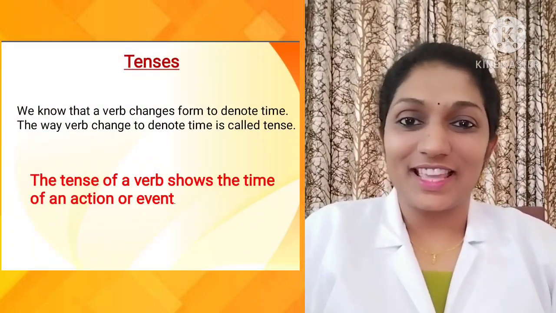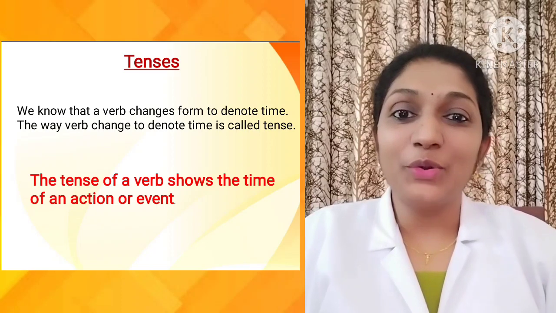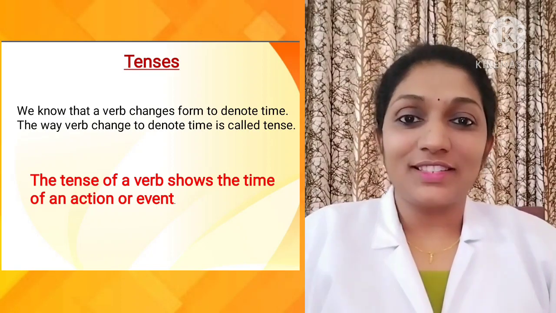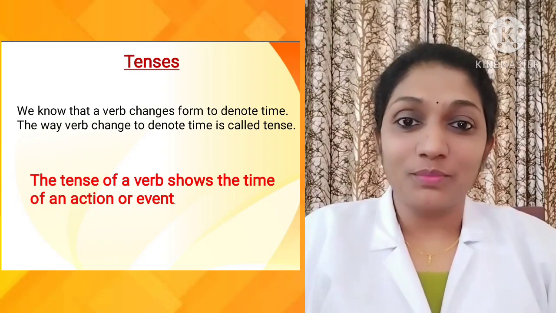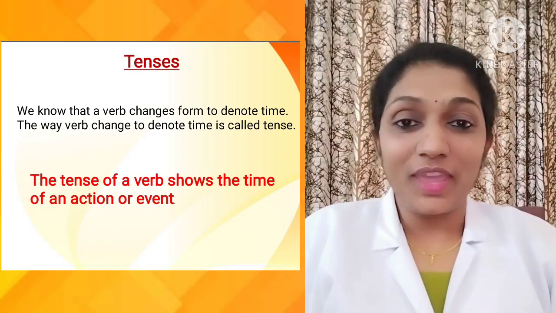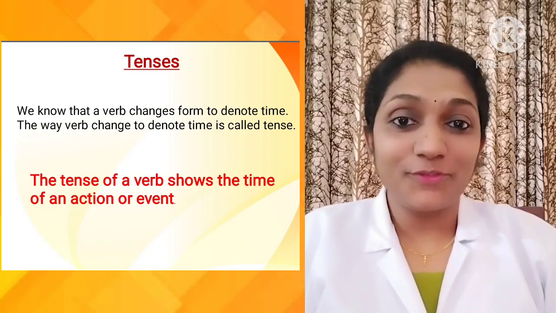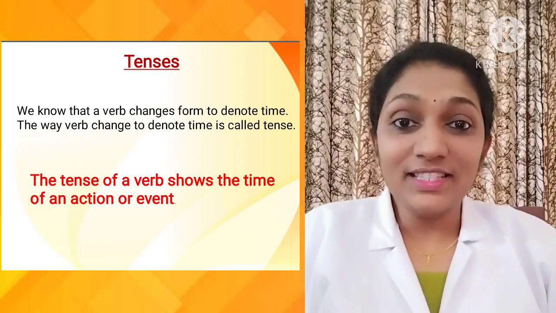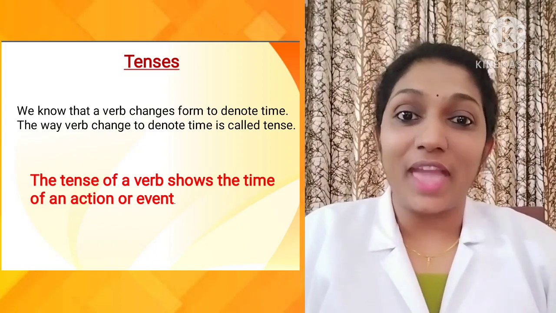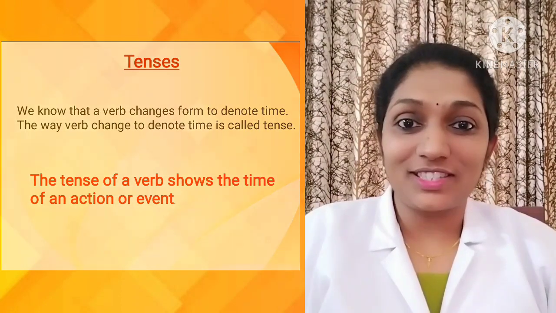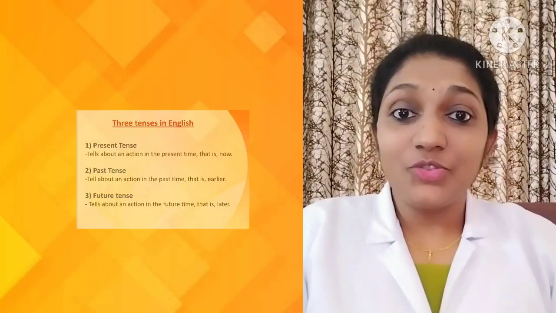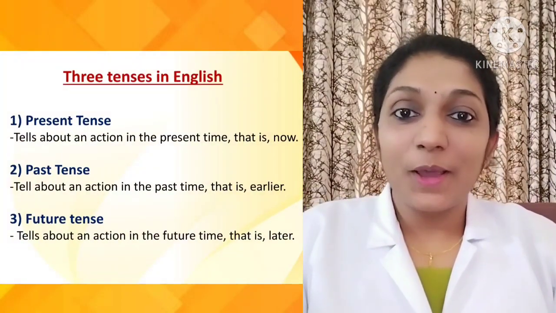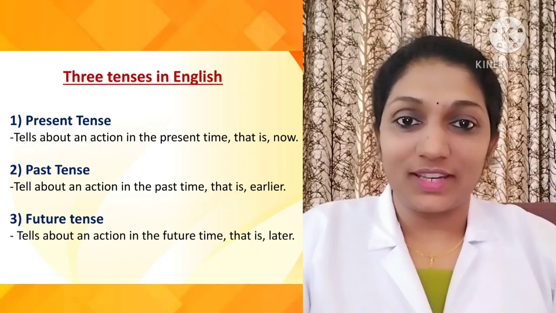Welcome to English class. In this video, we are going to study about tenses. We all know that the verb changes its form to denote time, and the way in which the verb changes its form to denote time is called tense. The tense of the verb shows the time of the action or the event. There are three tenses in English. They are present tense, past tense and future tense.